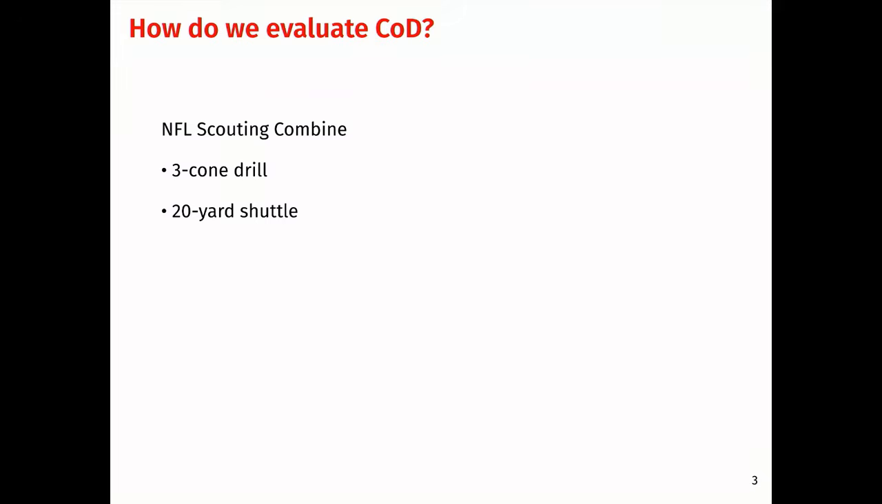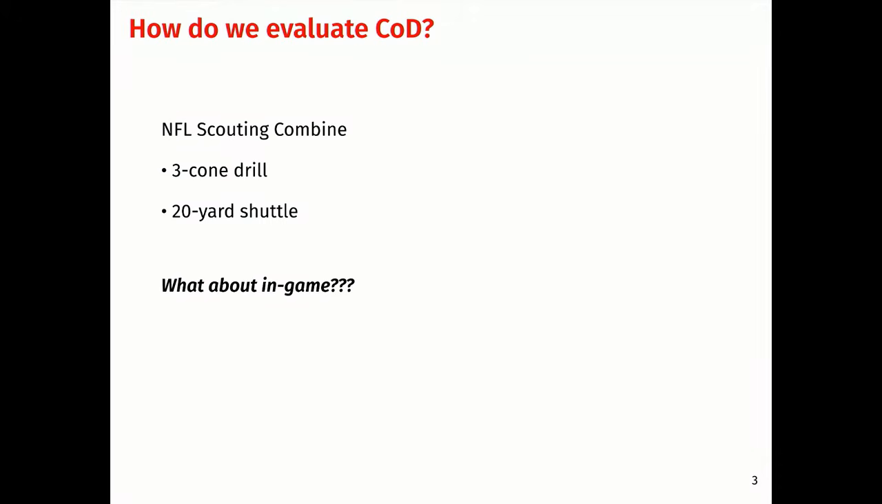So, how do we actually evaluate change of direction? Traditionally, at the NFL Scouting Combine before the draft, there are two timed drills, the three-cone and the 20-yard shuttle, which are designed to evaluate agility and lateral quickness of players by requiring them to run as fast as possible in different non-linear patterns, all right?